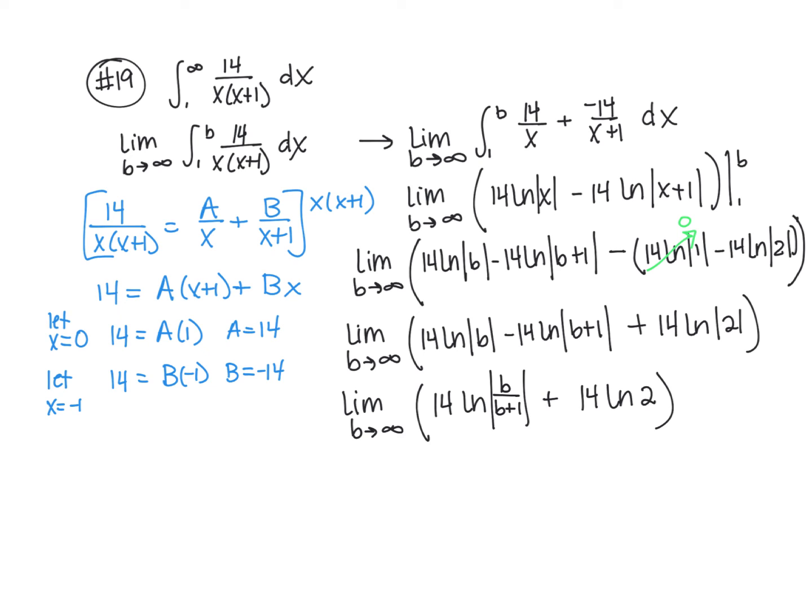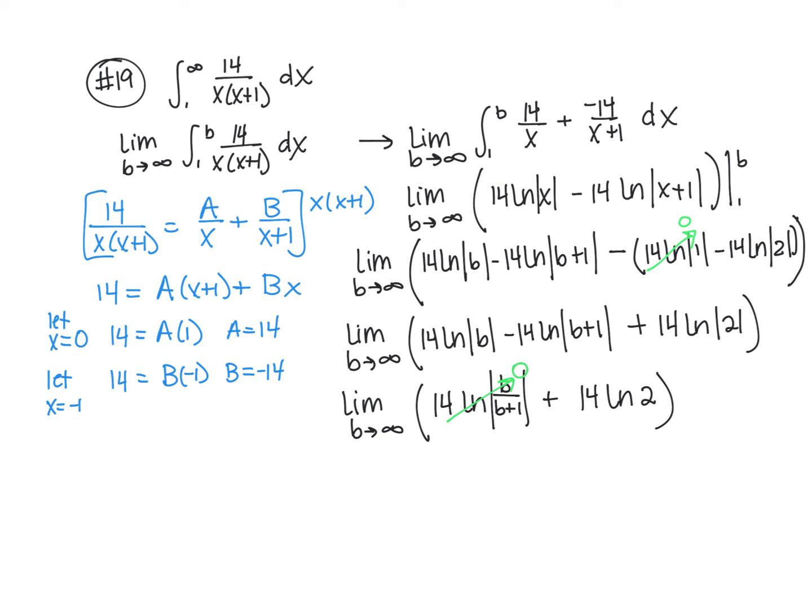The other way we could look at this is we're taking the natural log of two things that are growing at relatively the same rate, and the ratio that it's growing at is 1, because b over b plus 1, the ratio would be 1, and the natural log of 1 is 0. So that whole expression goes to 0.